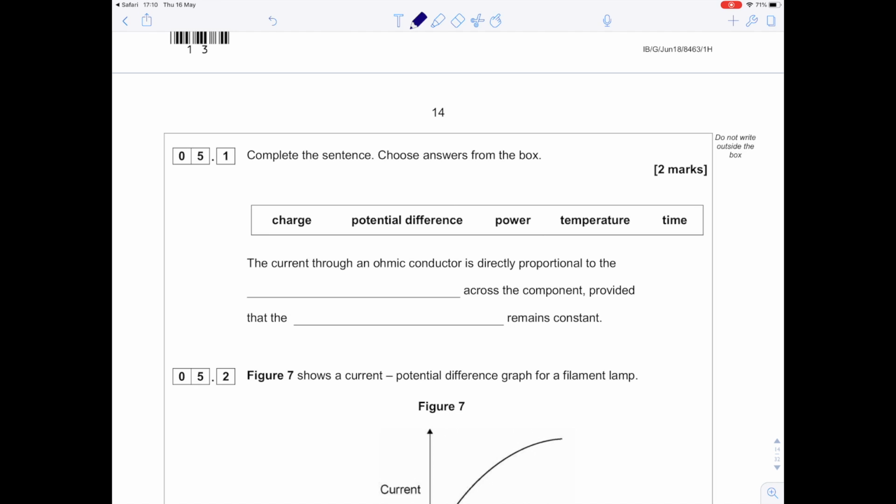(5.1) Complete the sentence. Choose answers from the box. The current through an ohmic conductor is directly proportional to. Okay, now this is an Ohm's law question, so you need to learn that the current is directly proportional to the potential difference, and that all relies upon the temperature remaining constant, provided that the temperature remains constant.